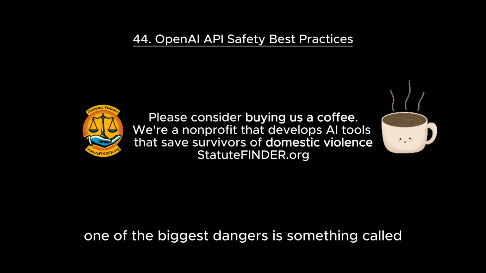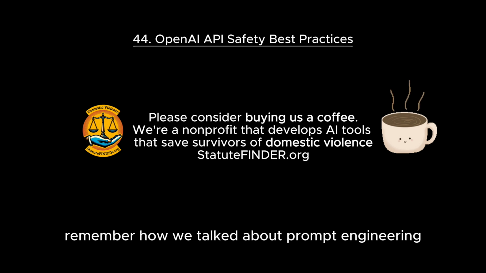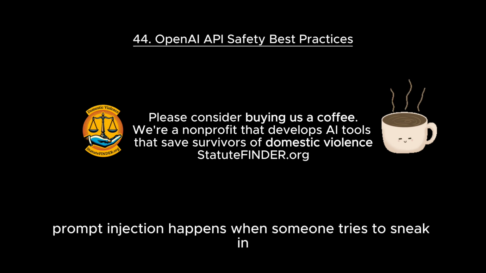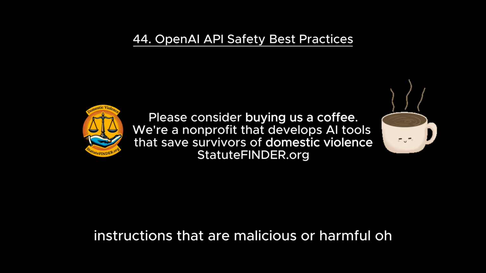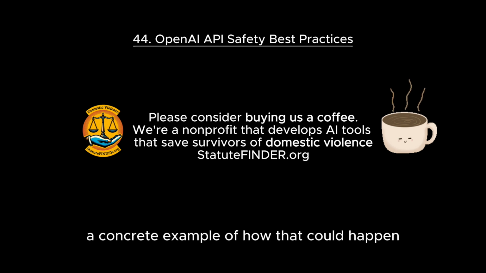One of the biggest dangers is something called prompt injection. Remember how we talked about prompt engineering in the last part, about carefully crafting instructions for the AI? Well, prompt injection happens when someone tries to sneak in instructions that are malicious or harmful. Ooh, that sounds sneaky. Can you give me a concrete example of how that could happen?